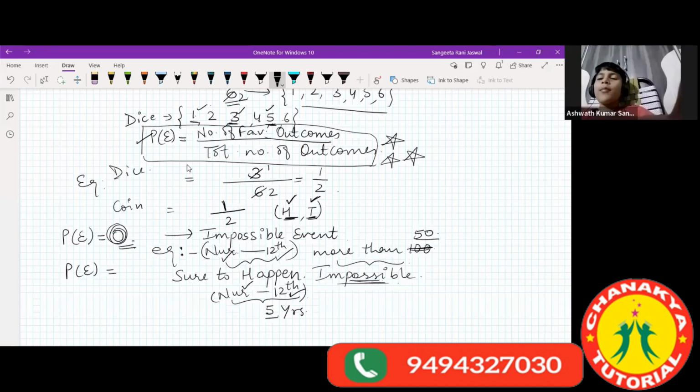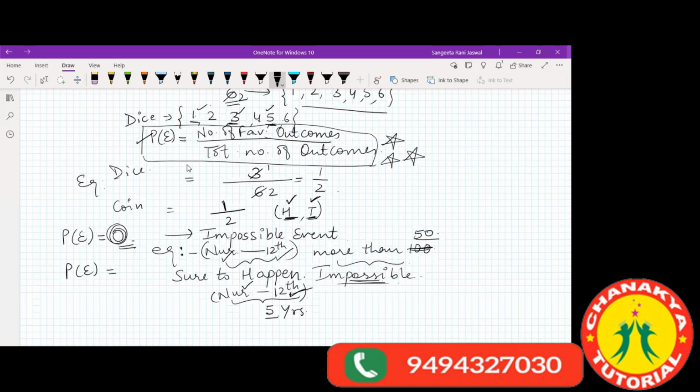The 12th class child is 5 plus years, and the nursery child is 5 years, right? Are you understanding? So that means it's sure to happen. Every child has this much age, right? Yes, ma'am. So an event which is very much sure to happen is always written as 1.